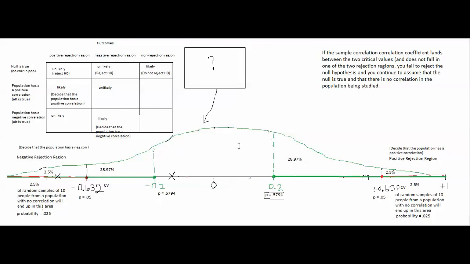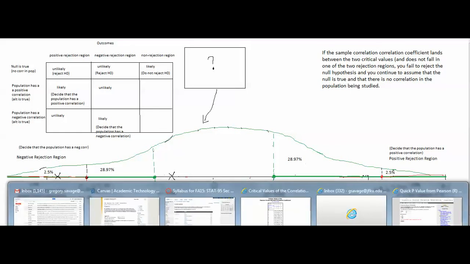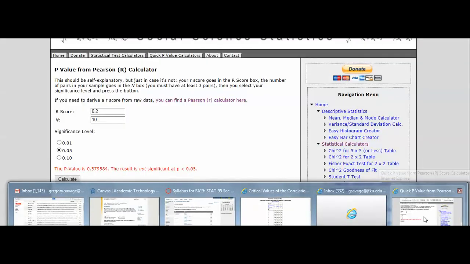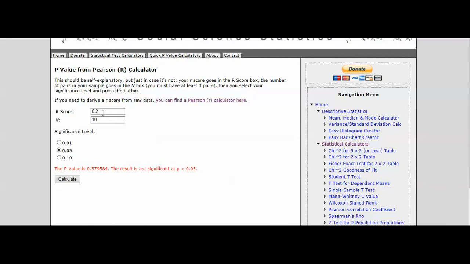So now that we've covered the logic behind this hypothesis testing, I can now show you where the p-values and the critical values came from. Let's start with finding the p-value of 0.2. There's a p-value calculator right here. What we have to do is enter in the correlation that we're interested in, which is 0.2, and the sample size that we're using, which was 10 in this example, and we calculate.